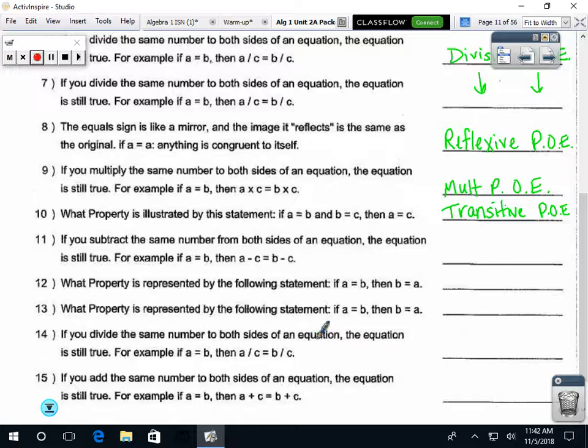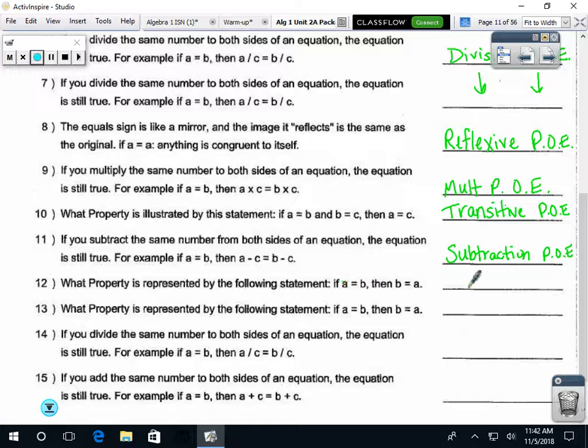Number 11, if you subtract the same number from both sides of an equation, the equation is still true. For example, if A equals B, then A minus C equals B minus C. Right, subtraction property of equality. You're just subtracting by the same thing on both sides. Especially the adding, subtracting, multiplying, dividing, they're common sense. All right, what property is represented by the following statement?